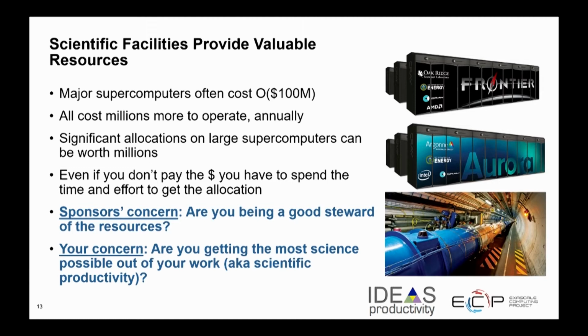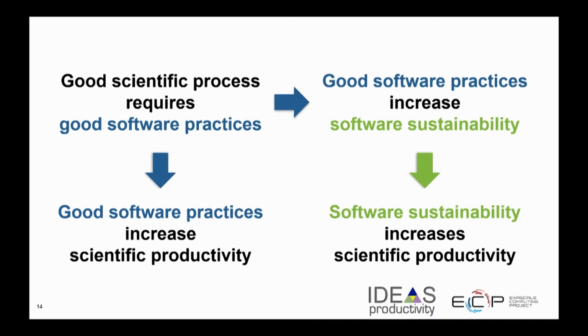And your concern should probably be, are you getting the most possible out of this allocation that you have? Are you getting the most scientific productivity, right? I think these are valid questions to ask, but you can also flip it a little bit and say, are you going to make the best possible use of this allocation to move your own science and your own career forward, right? So these are things to think about.